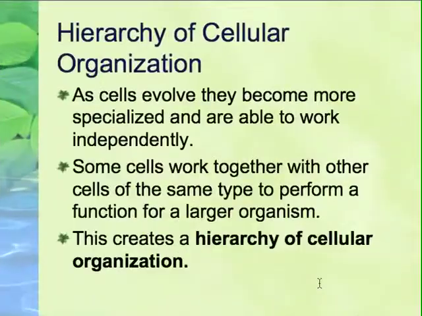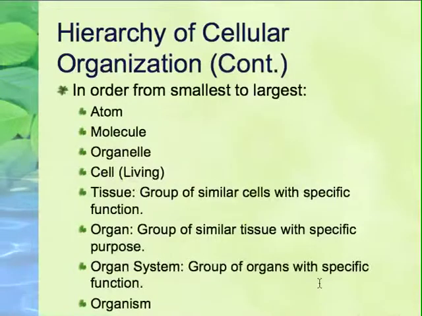All right. So, the last thing we're going to talk about is the hierarchy of cellular organization. Remember that as cells evolve, they become specialized and they're able to work independently or in some cases together. If cells work together, that means we have a hierarchy. And we've covered this before. Matter starts with atoms, and then atoms form molecules. Molecules actually form macromolecules, which form organelles. Now, the word organelle actually means little organ. So organelles are kind of like the organs of a cell, but remember that organelles aren't alive because cells are where life starts.